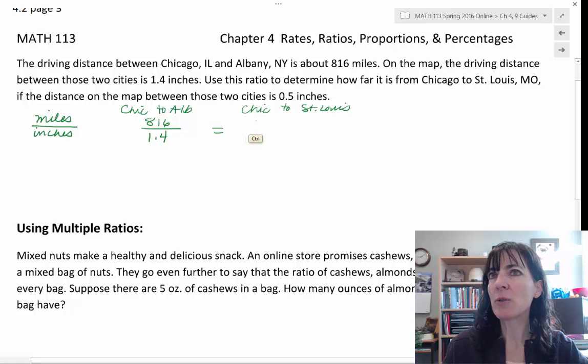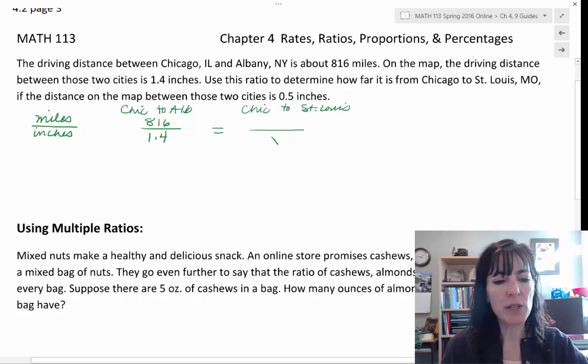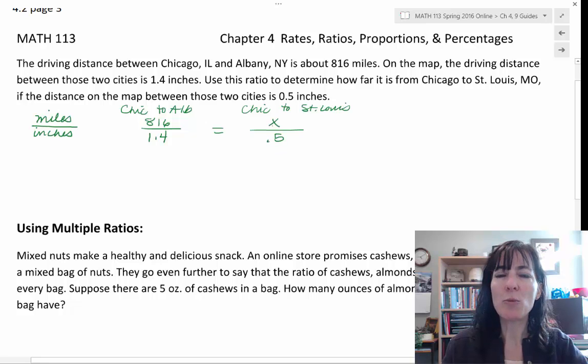And they're saying Chicago to St. Louis is 0.5 inches. So I don't have miles, but I have inches, so I'll put 0.5 in the denominator, and x in the numerator because I don't know how many miles, and that's what I'm trying to find. So it looks like I've used most of the information that was given to me, and it makes sense because I'm thinking about a map scale and miles to inches.